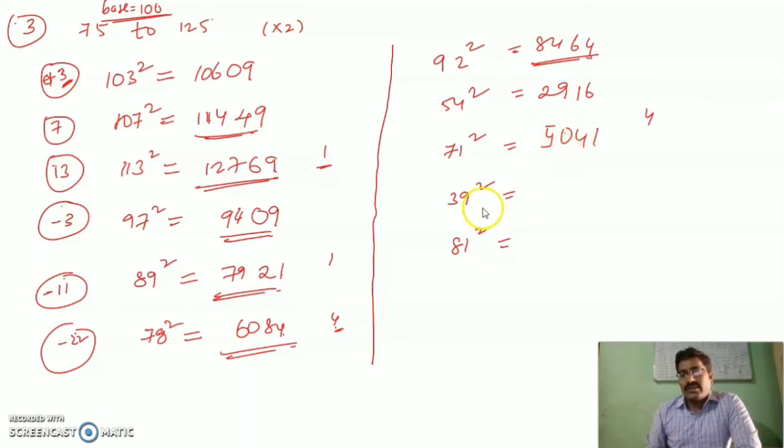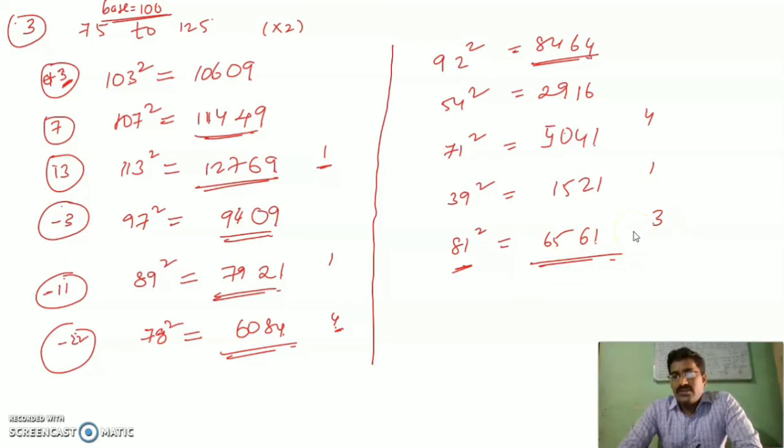So 39 square. 39 is how much less than 50? 11. 11 square, 121. So 25 minus 11, 14. 14 plus 1, 15. 1521. 81. 81 is how much less than 100? 19. 19 square, 361. So 19 doubled, 38. 100 minus 38, 62. 62 plus 3, 65. So 81 square how much? 6561. So like this we have to calculate in exams.